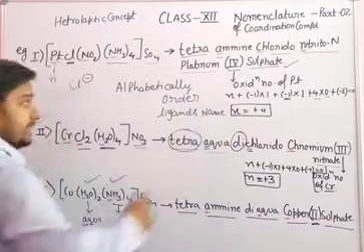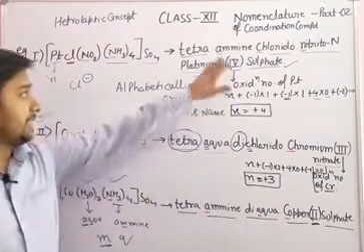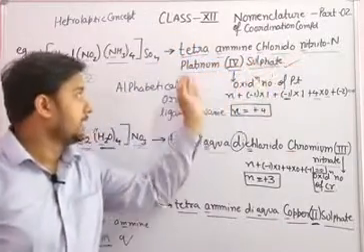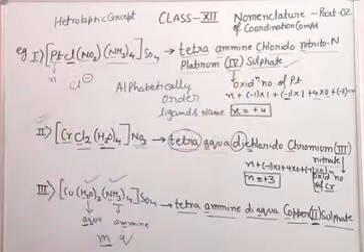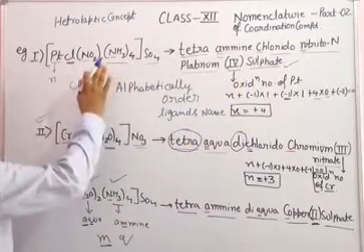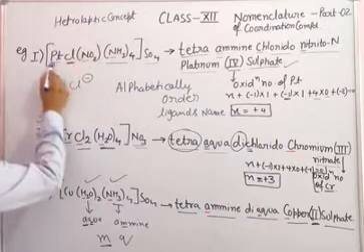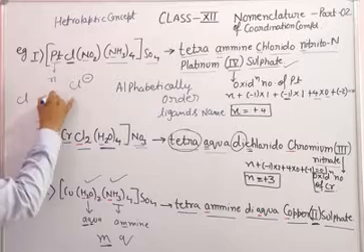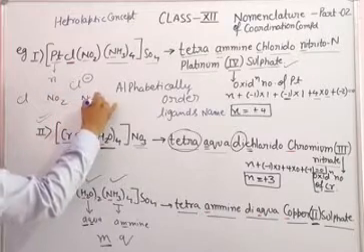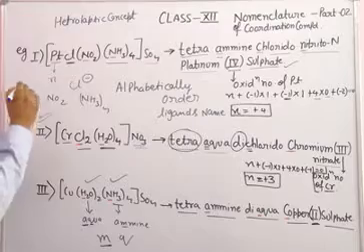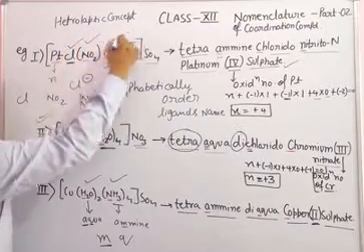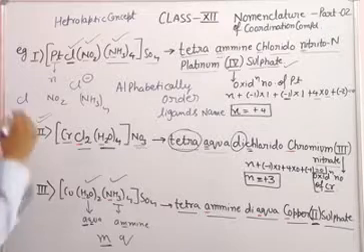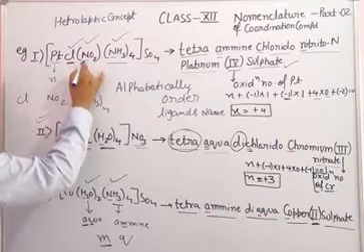Suppose that in the exam question paper there is this kind of nomenclature: tetraamine, chlorido, nitrito-N, platinum(IV) sulfate. So how to write the formula of this compound? You will write platinum as the central atom. So now you have 3 ligands, Cl, NO2, NH3 whole 4. So which will come first in this formula? That will be decided on the basis of the first letter of the symbols of the ligands.